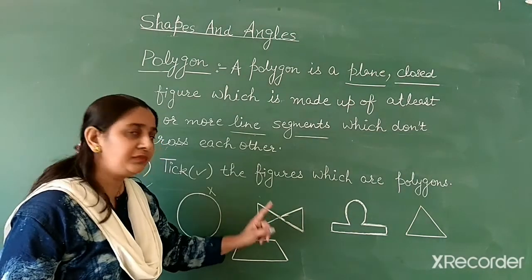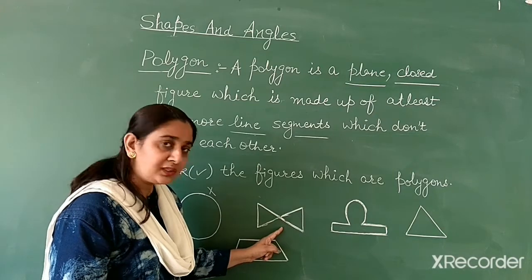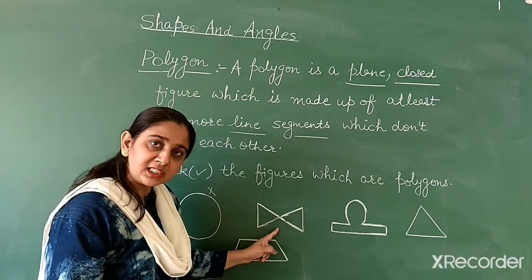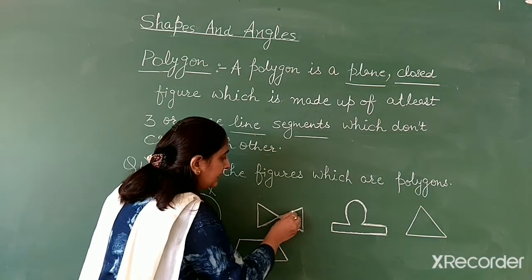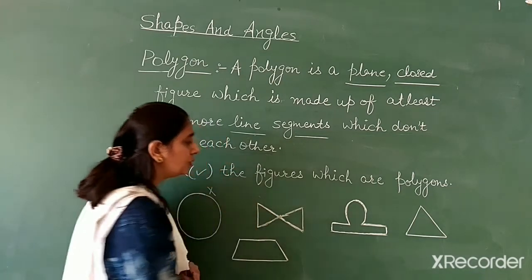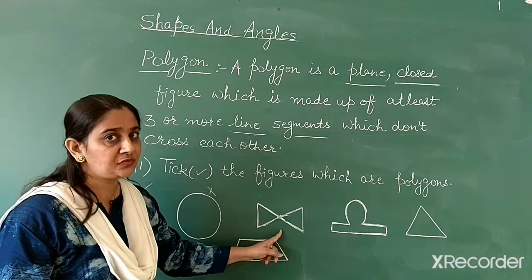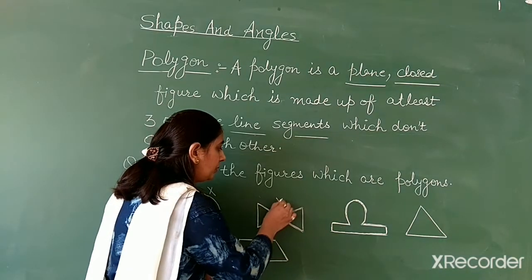Now look at this figure. In this figure you will see this is a plane figure, it is a closed figure also, it is made up of line segments also, but you will see these line segments are crossing at this point. So this figure is not satisfying the fourth condition of polygon. So this is not a polygon.